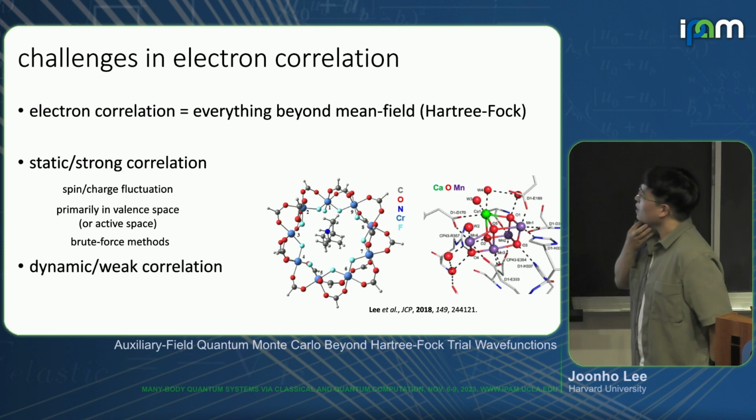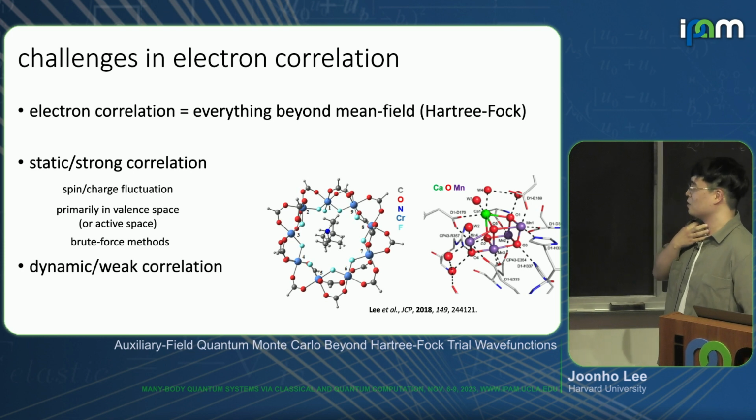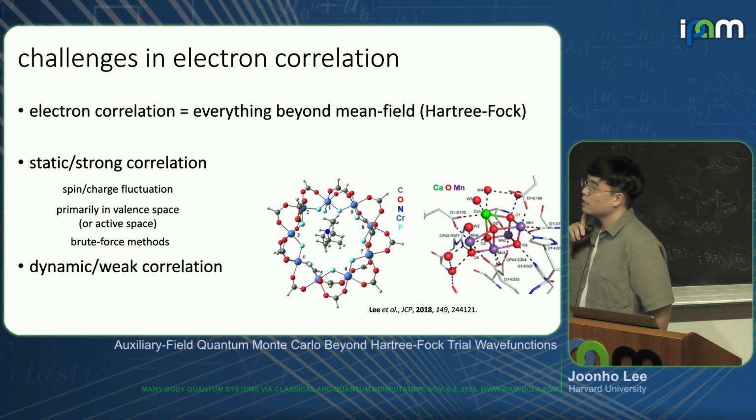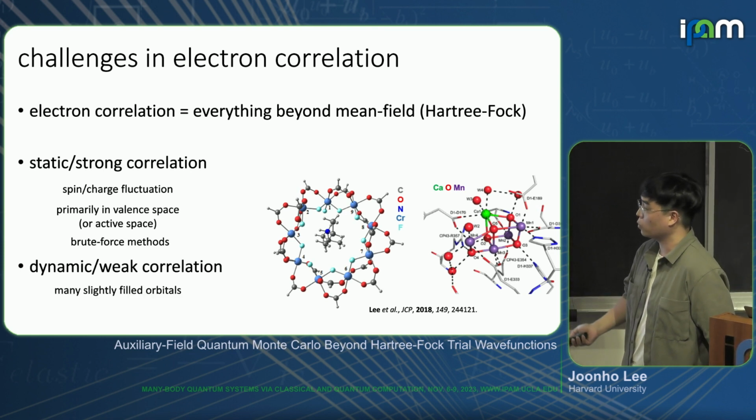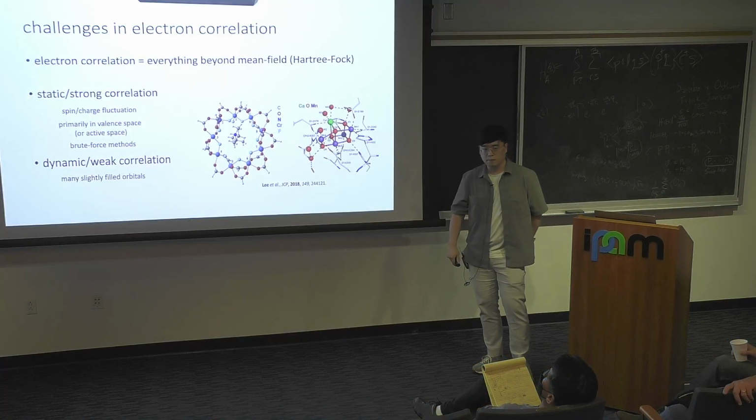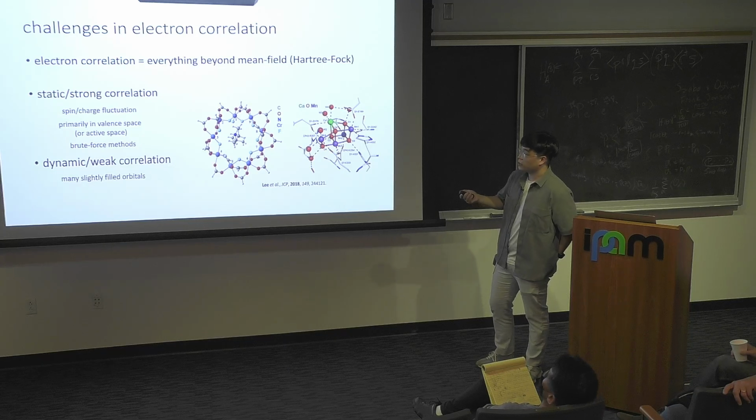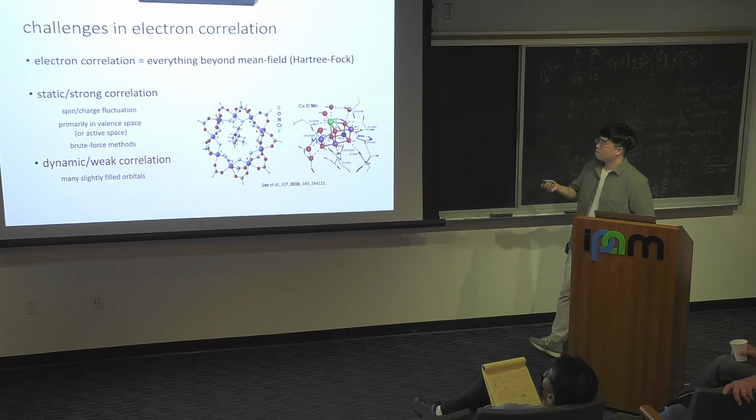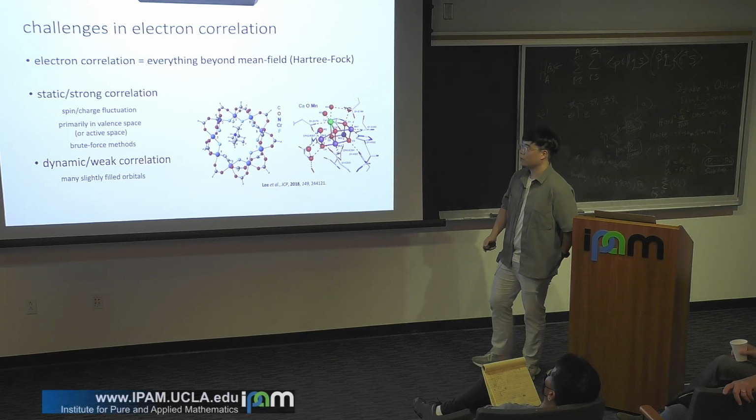This is where we are in terms of static correlation. Then there is potentially a bigger elephant in the room, which is the dynamic and weak correlation. This is the correlation that is not contained in this valence active space we identify for strong correlation. There are many slightly filled orbitals to consider. To give you some sense, for this one I had 3,000 orbitals to solve when I studied this. And for this one, with some well-truncated model, you can bring it down to 1,000 or 2,000 orbitals to consider.